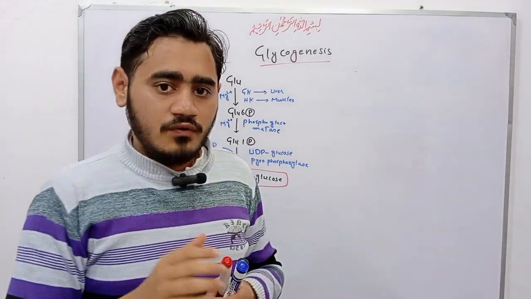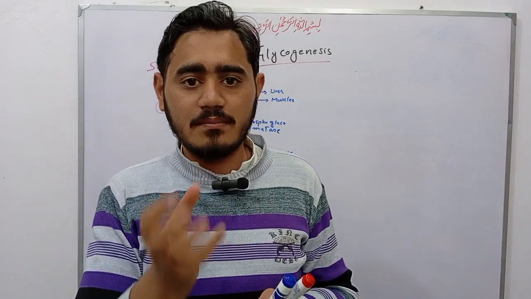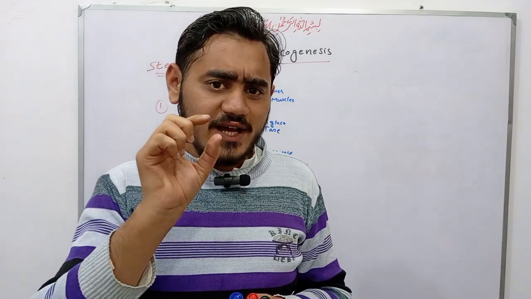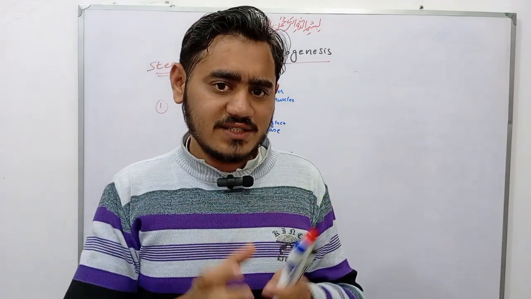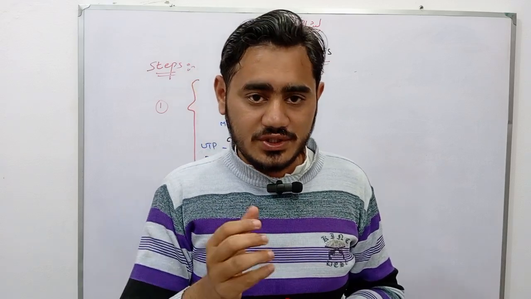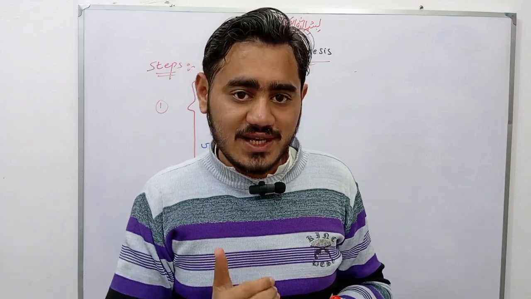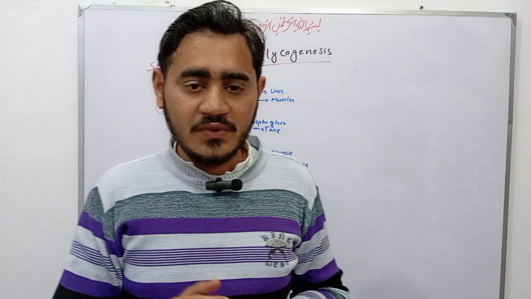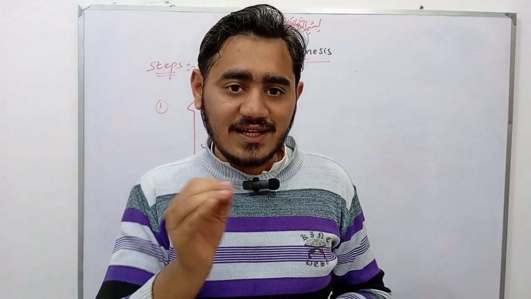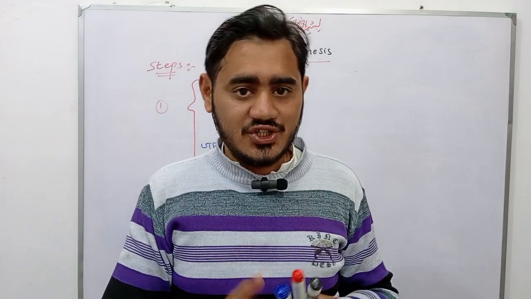Now, for the synthesis of glycogen, there is a need for a glycogen primer. What is a glycogen primer? It is a pre-existing glycogen molecule to which glucose molecules are added. In the absence of a glycogen primer, there is a substance called glycogenin. It is a protein with oligosaccharide side chains.